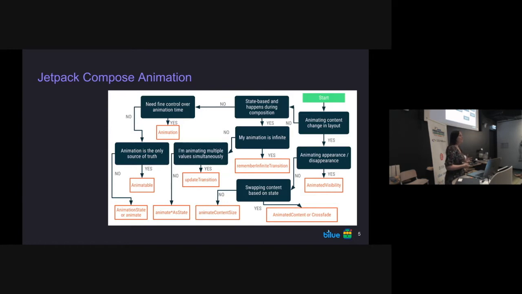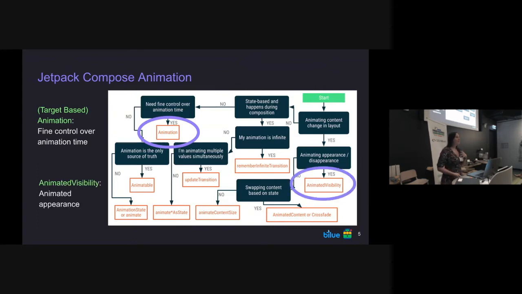My original plan for this talk was to show most, if not all, of these to you as a comparison. When I started doing my deep dive, I discovered there's a lot there. So we're just going to focus on two of them. The first one I'm going to focus on is target-based animation, giving fine control over your animation between two values. And also animated visibility, animating the appearance and the disappearance of elements.